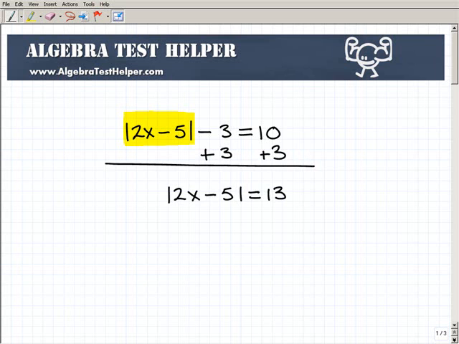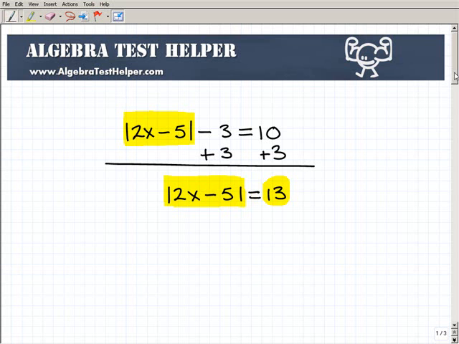Okay, now this is only one example. I'll do many others, but you might have to take more than one step. You might have to take a few steps to get the absolute value part of the equation all by itself. But this is the main goal, the initial main goal. Now, sometimes you already have it set up this way, and if you do, then that's great too. Okay, so here we have the absolute value 2x minus 5 equals 13.